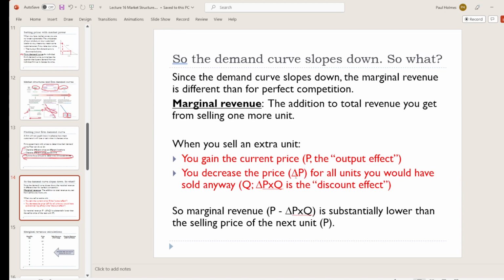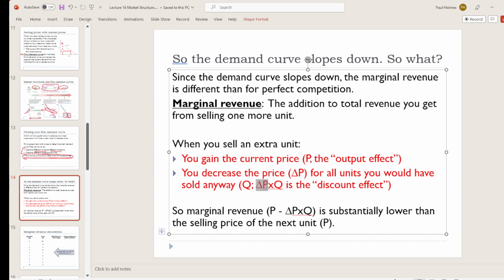So as we decrease the price for everybody in order to sell to a new person, we have this amount by which we've decreased the price. We can call that the amount of the discount that we're giving, if you like. And then if we multiply that across all of the people who would have bought our product anyway, the quantity Q, then we have what we call the discount effect, the reduction in that marginal revenue that we have because we're discounting to people that we would have sold to anyway.